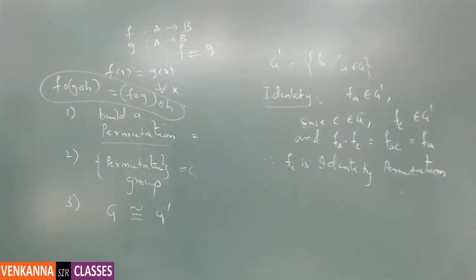So did you understand how identity is verified here? For any permutation FA in G dash, the corresponding identity permutation is FE, because if you multiply FA and FE, again you are getting FA, the same element you are considering. Okay?